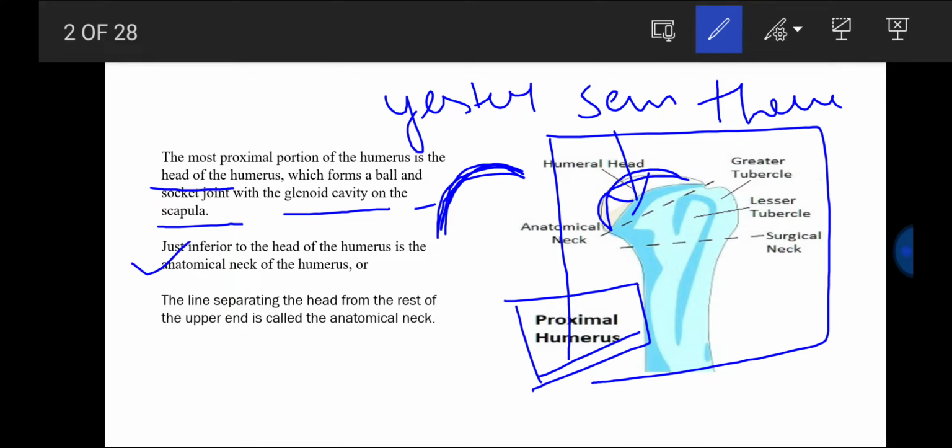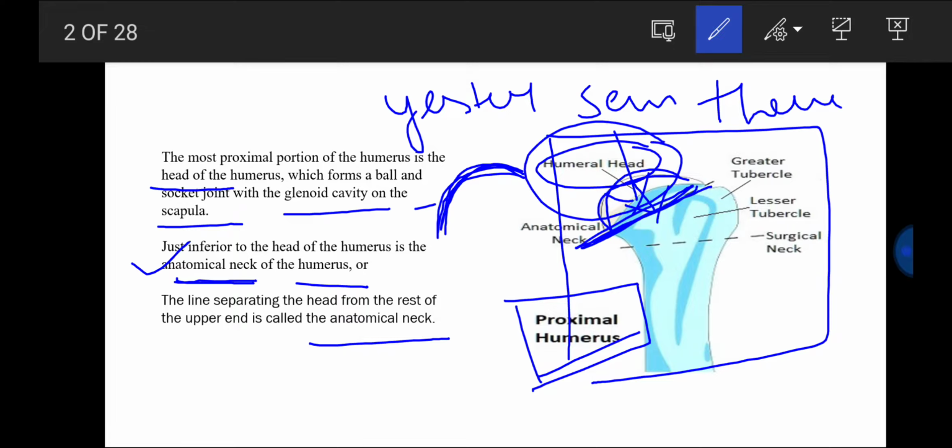Just inferior to the head of the humerus is the anatomical neck of the humerus. So this is the anatomical neck. First the humerus head, then the anatomical neck. The line separating the head from the rest of the upper end is called the anatomical neck. So it is separating the humeral head from the other part of the humerus. So we call it anatomical neck.